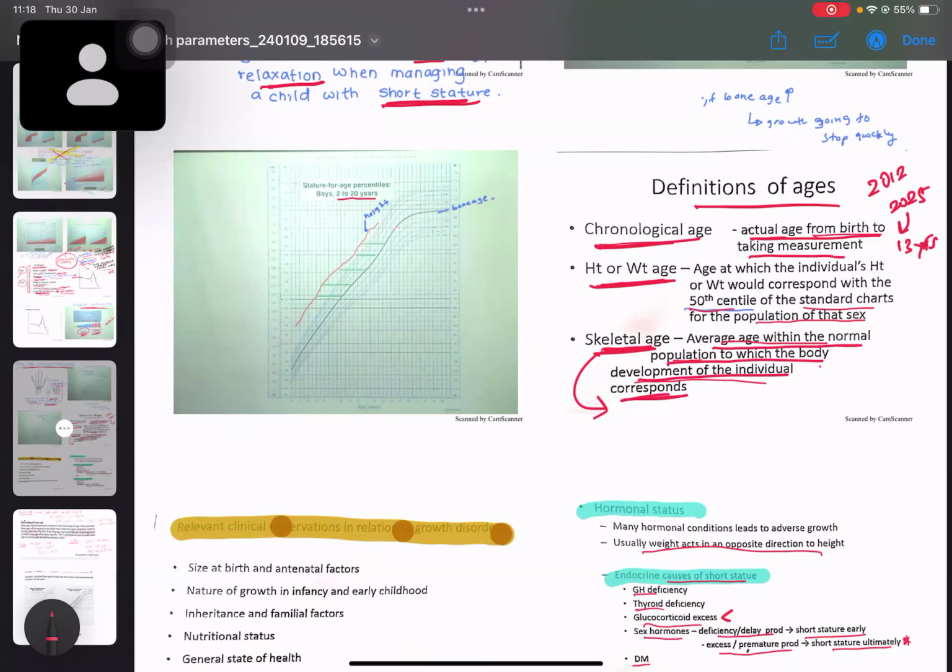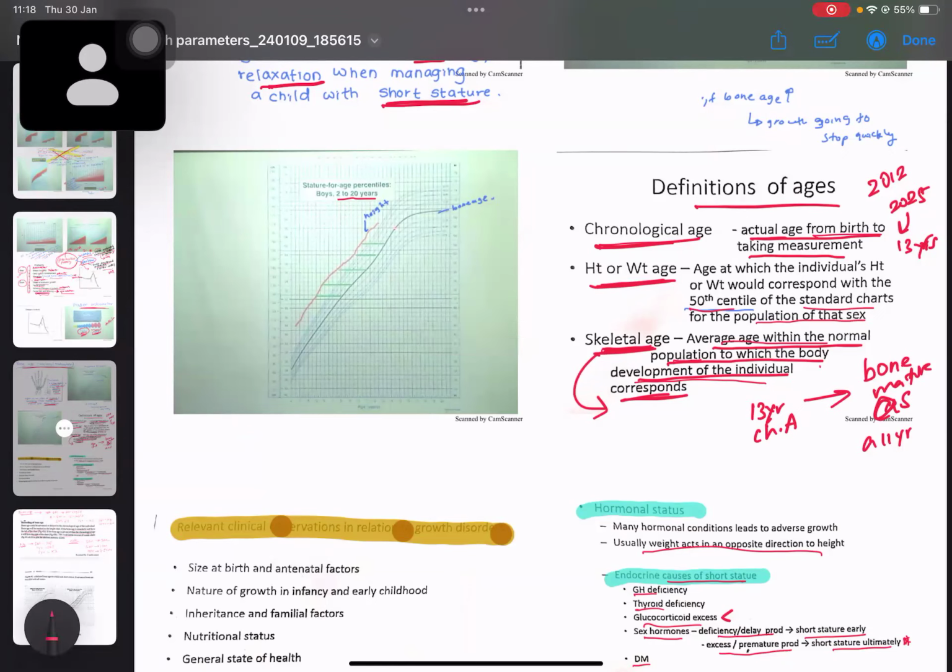It means the chronological age of the child is 13 years, but the bone, the skeleton of the child, is matured as that of an 11-year-old child. It means the bones are matching.